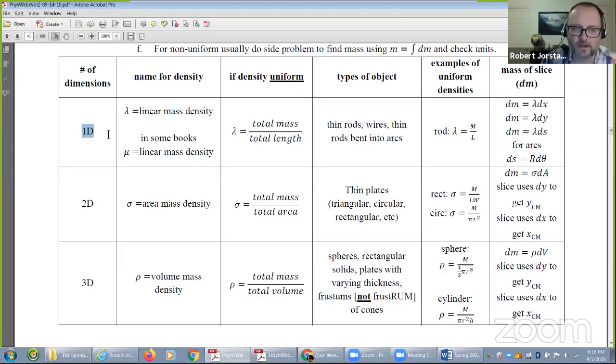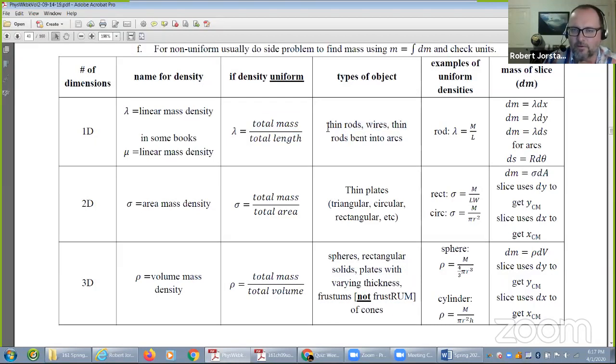If you have a 1D object, we give the density the name lambda. In some books, it's mu. Don't you love it? This mu is not the coefficient of friction. It's linear mass density. It's very common. So we're going to use lambda in our problems, just so I don't have one more thing to confuse. This is the Greek letter lambda. So in 1D, you get mass per unit length.